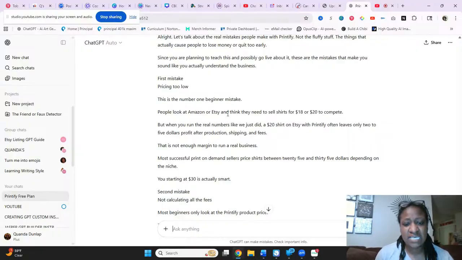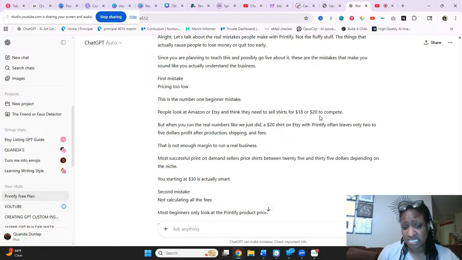People look at Amazon or Etsy and think they need to sell shirts for $18, $20 to compete. Girl, you're not going to make any money selling it that way, because guess what's going up? The cost of the shirts, your time to make the shirt if you're making them physically. If you're using vinyl, sublimation, or DTF, you have to purchase the DTF, or if you have a DTF machine, you have to account for all of that. And then your mess ups, and your blanks.